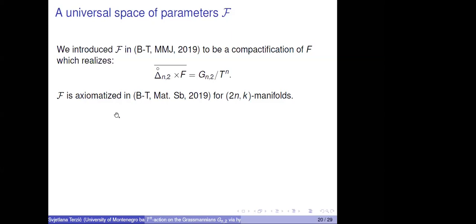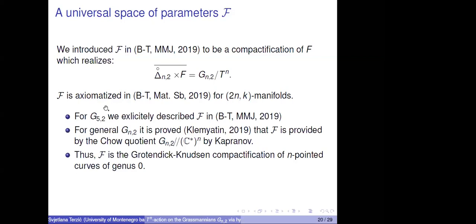The universal space of parameters is axiomatized in this space for 2nk manifolds. It's not a short definition, so I will skip it here. But I will say that the universal space of parameters really exists, and I will say here how we construct it for the Gn2 case. It is a space which is explicitly described for G52 in this paper.